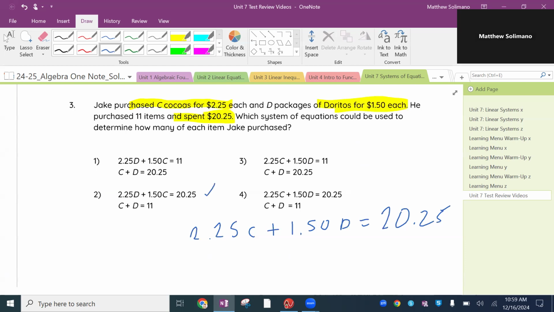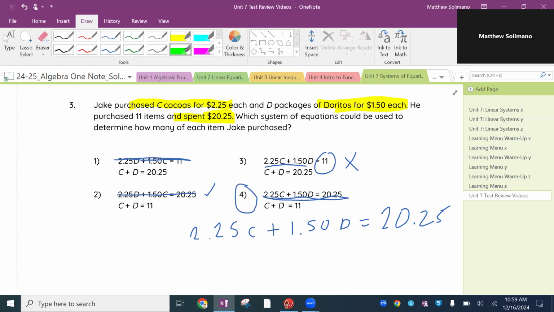So here looks right, 2.20. Oh, that's 2.25D. So this one's actually wrong. This one's 2.25D again, equals 11. That one's wrong. 2.25C plus 1.50D equals 11. So that one's wrong. This is the only one with that money equation correct. So it's going to be number 4.